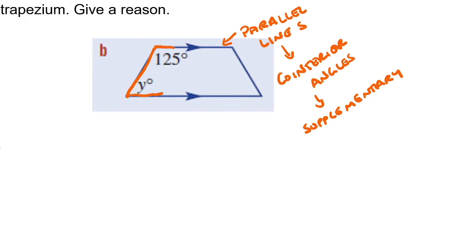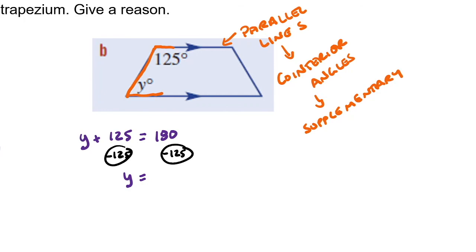So y plus 125 have to equal 180, because that's what supplementary angles are all about, adding up to 180. So again, we use our simple algebra. We get y equals 55. And our reasoning is about that co-interior stuff. So co-interior angles in parallel lines. And that's it.